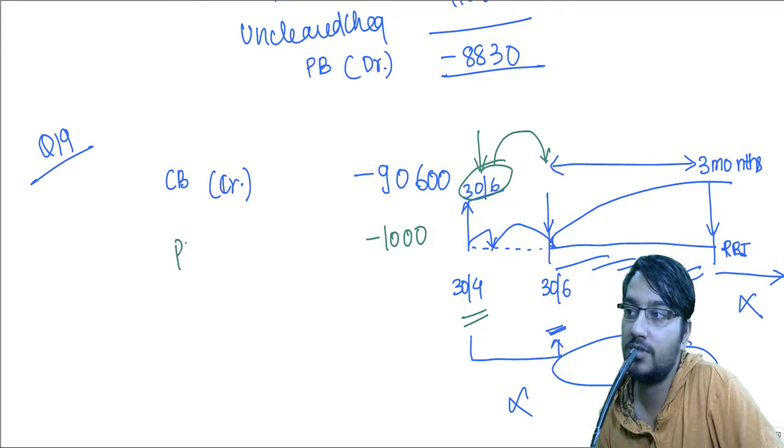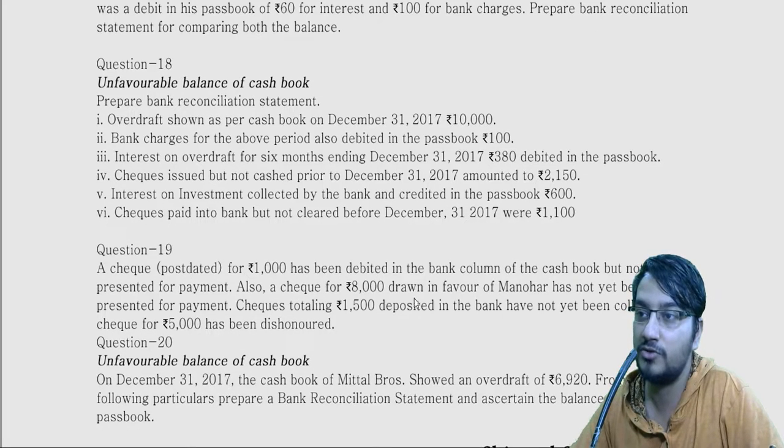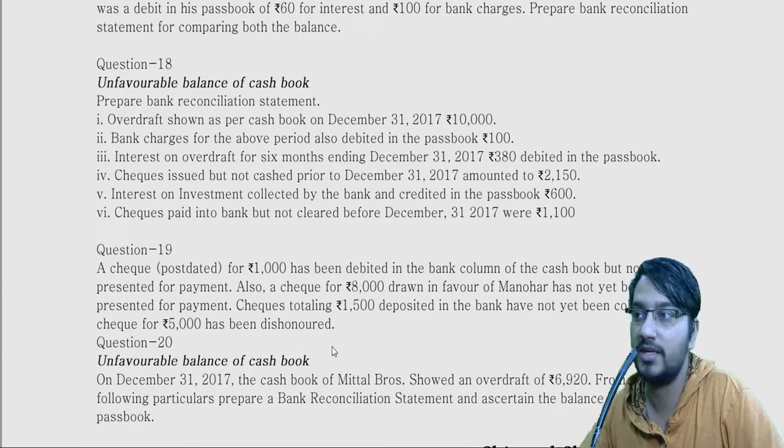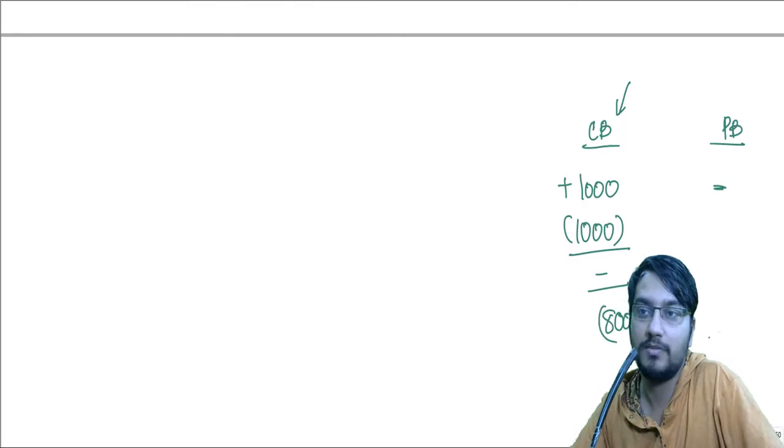1000 post dated check. Next, a check of 8000 was drawn in favor of Manohar and has not been presented. When you draw in someone's favor, it is a check issued but not presented. You were expecting an 8000 deduction from here but it is still not presented, so you'll add 8000 here.